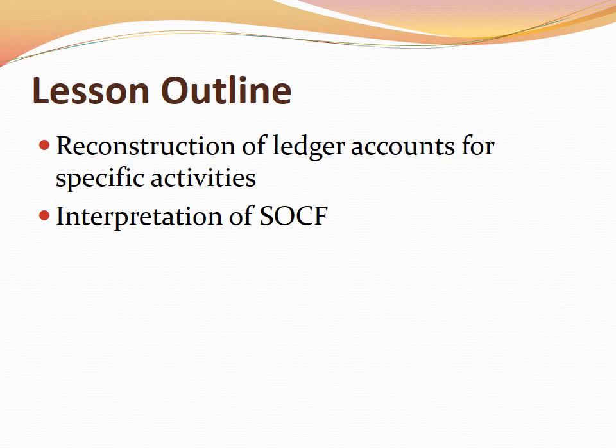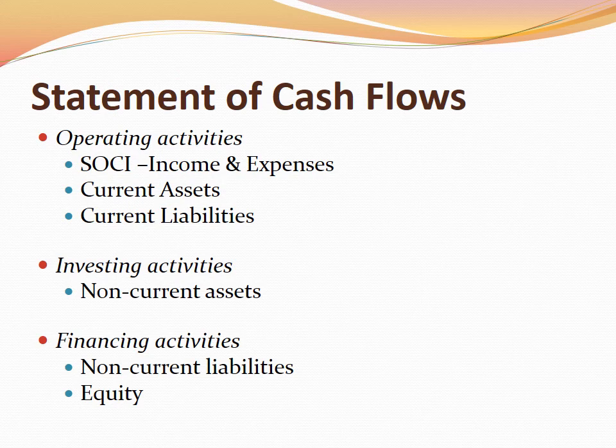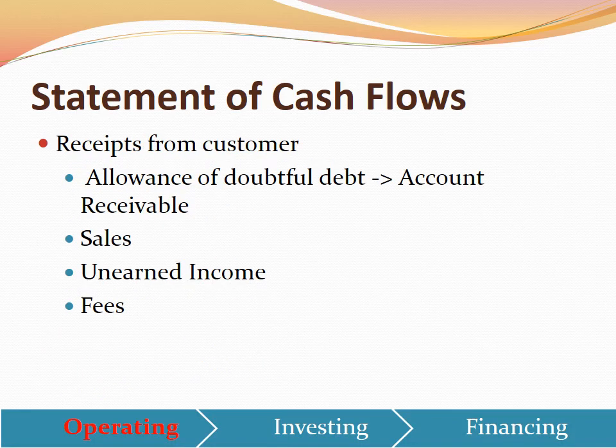What I'm going to do today is summarize how you reconstruct all the ledger accounts required for the specific activities in this statement. Then I'll proceed to talk to you about how we interpret this statement. There are three main activities in this statement: operating, investing, and financing. I'll focus on the operating activities first.